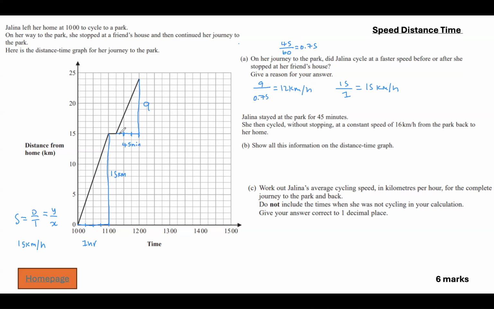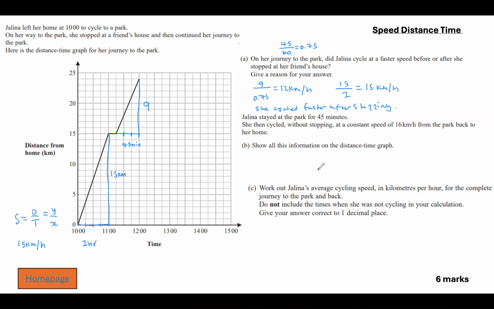And I suppose you might be able to even see this with your eye. It's a little bit steeper, so it means the gradient is bigger. So did Elena cycle at a faster speed before or after she stopped? We can say she cycled faster after stopping. All right, so we're just comparing the gradients here.